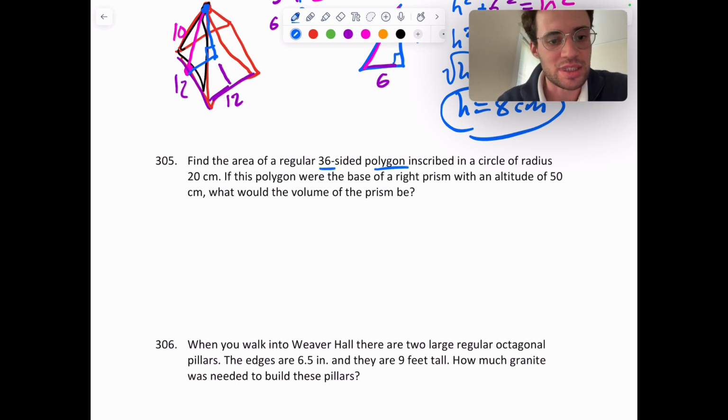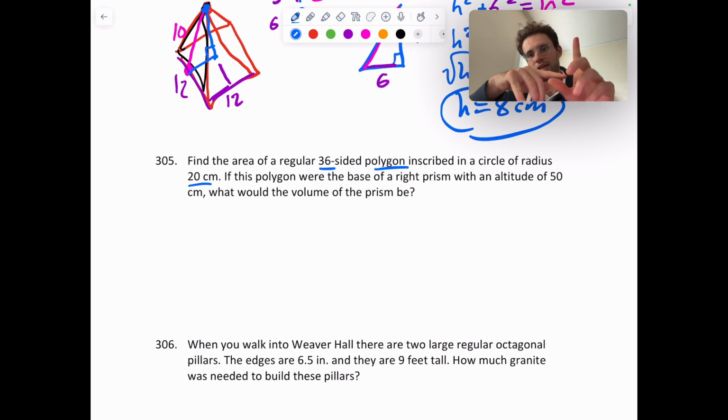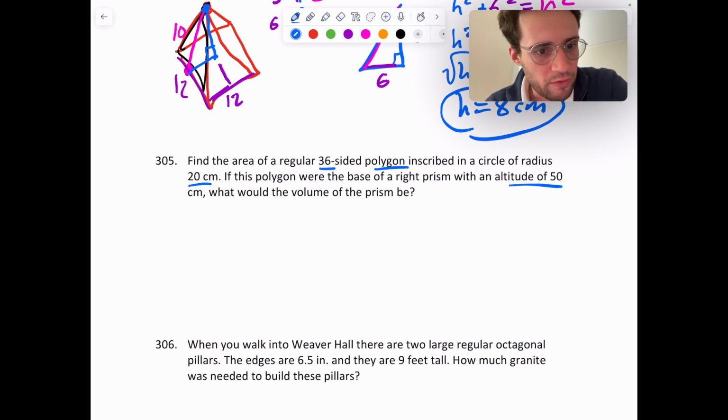Next, we have to find the area of a regular 36-sided polygon inscribed in a circle of radius 20 centimeters. And then from there, if this polygon were the base of a right prism, just meaning that the altitude is perpendicular to the base, so you lift it up in a way that's perpendicular, and that altitude would be 50, find the volume.